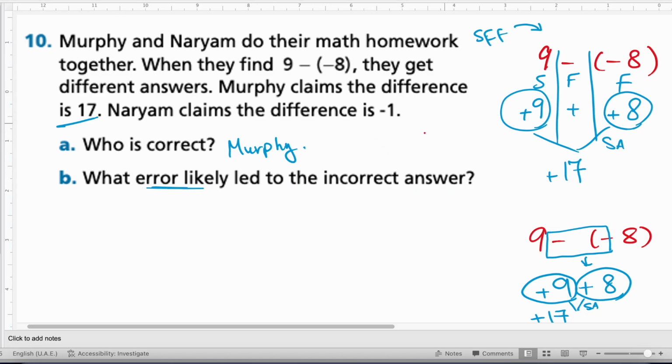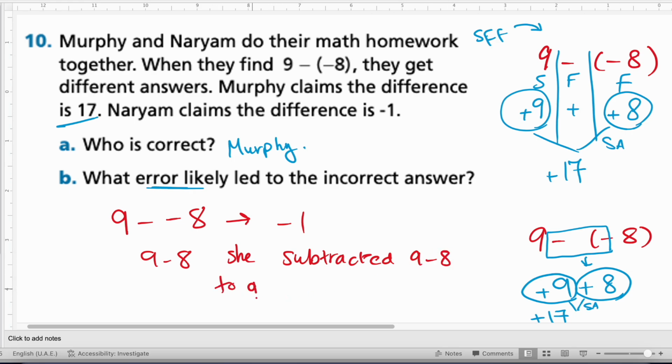Now the problem is to find the error that led to the incorrect answer. What possibly led the answer of 9 minus negative 8 to be negative 1? I can see that the 1 we can get by subtracting 9 minus 8. So maybe she thought that if you're gonna apply same flip, maybe she did not flip the 8. She kept it negative, then different signs, subtract, maybe. This is one possible answer. So I can say that she literally subtracted 9 minus 8 to get 1. Oh, negative, then this means that the 9 was negative.